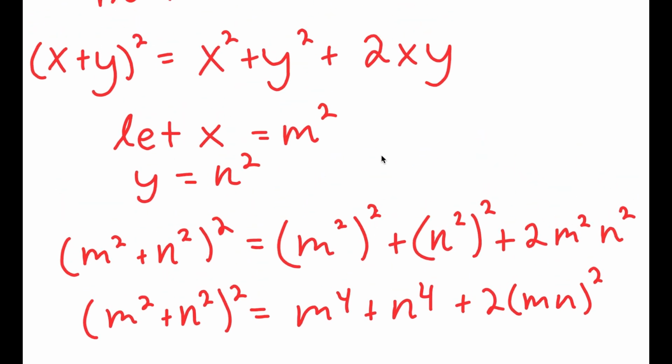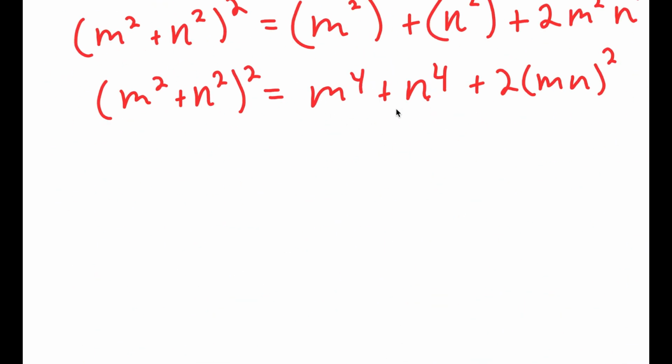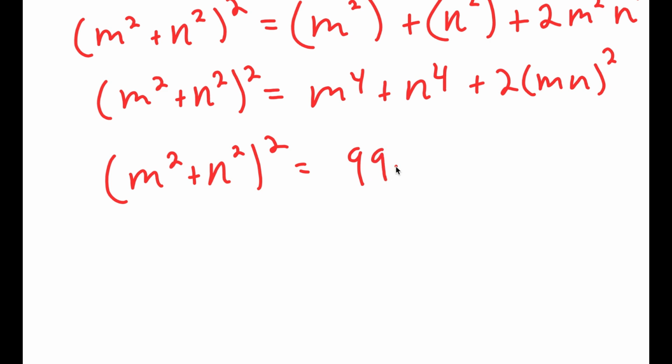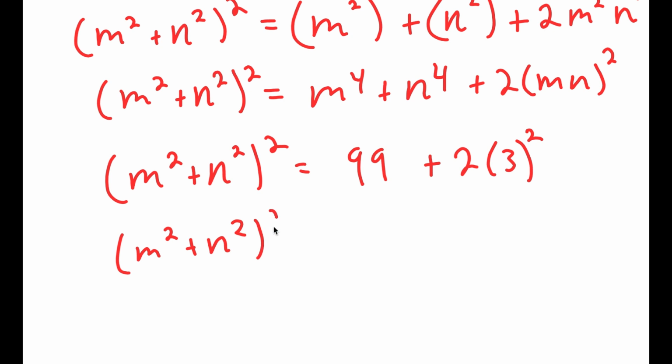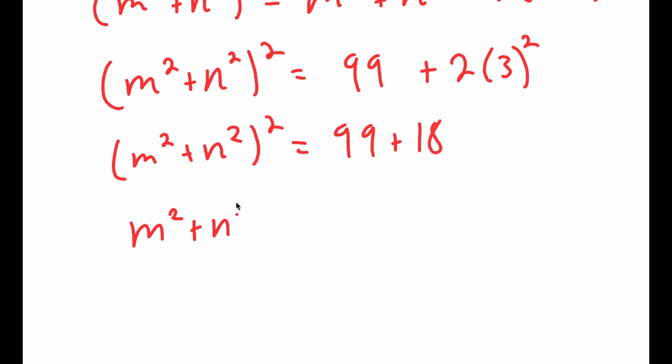And remember how m to the power of 4 plus n to the power of 4 is equal to 99. So I can just plug in 99 for m to the power of 4 plus n to the power of 4. So now I get (m squared plus n squared) squared is equal to 99 plus 2 times 3 squared. And this turned into (m squared plus n squared) squared is equal to 99 plus 18, which is 117.